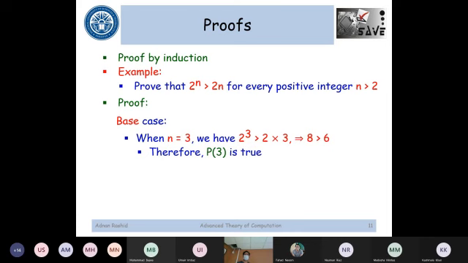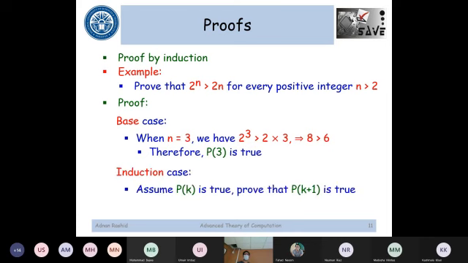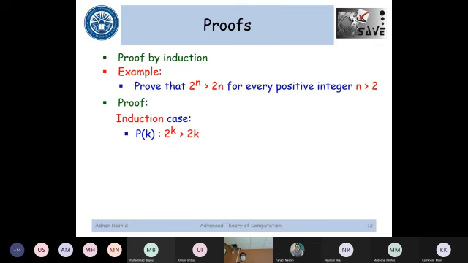And if you talk about the induction case, guys, you have to assume P of k is true, and then you have to prove that P of k plus 1 is also true. Okay? Now how could you do this? What is P of k in our case? That is 2 raised to power k greater than 2k. Now what would be P of k plus 1? That would be 2 raised to power k plus 1 greater than 2 into k plus 1.